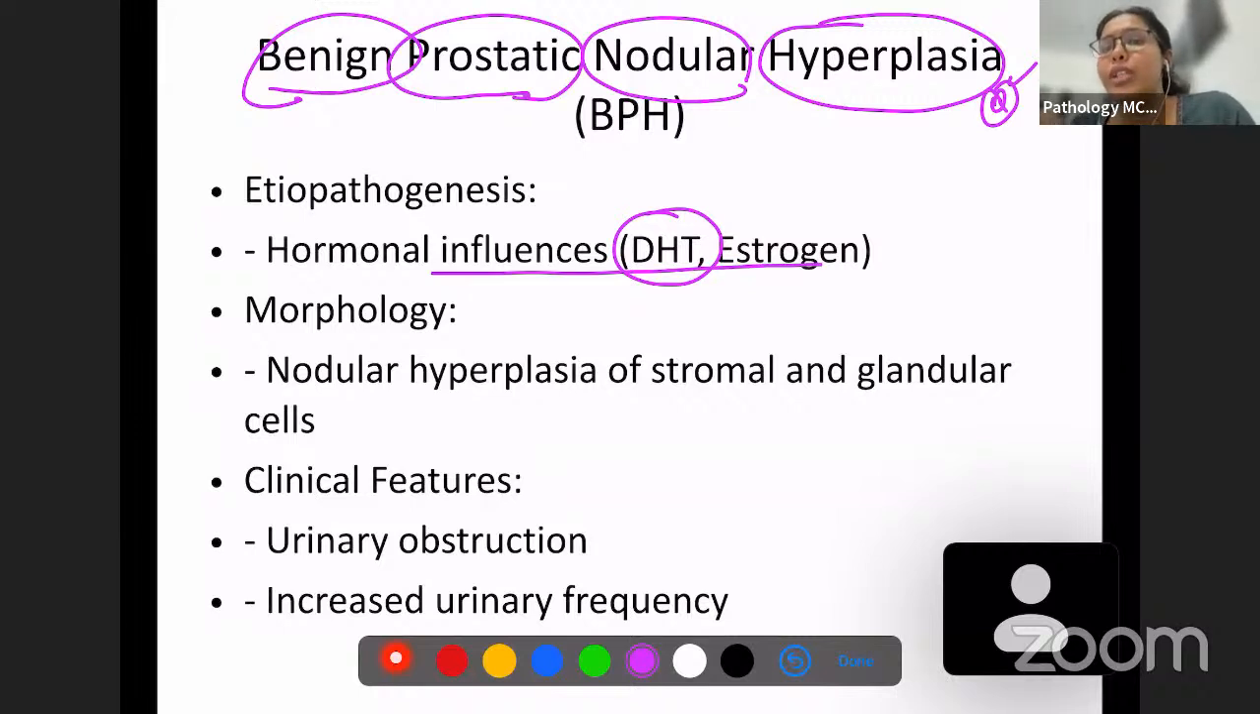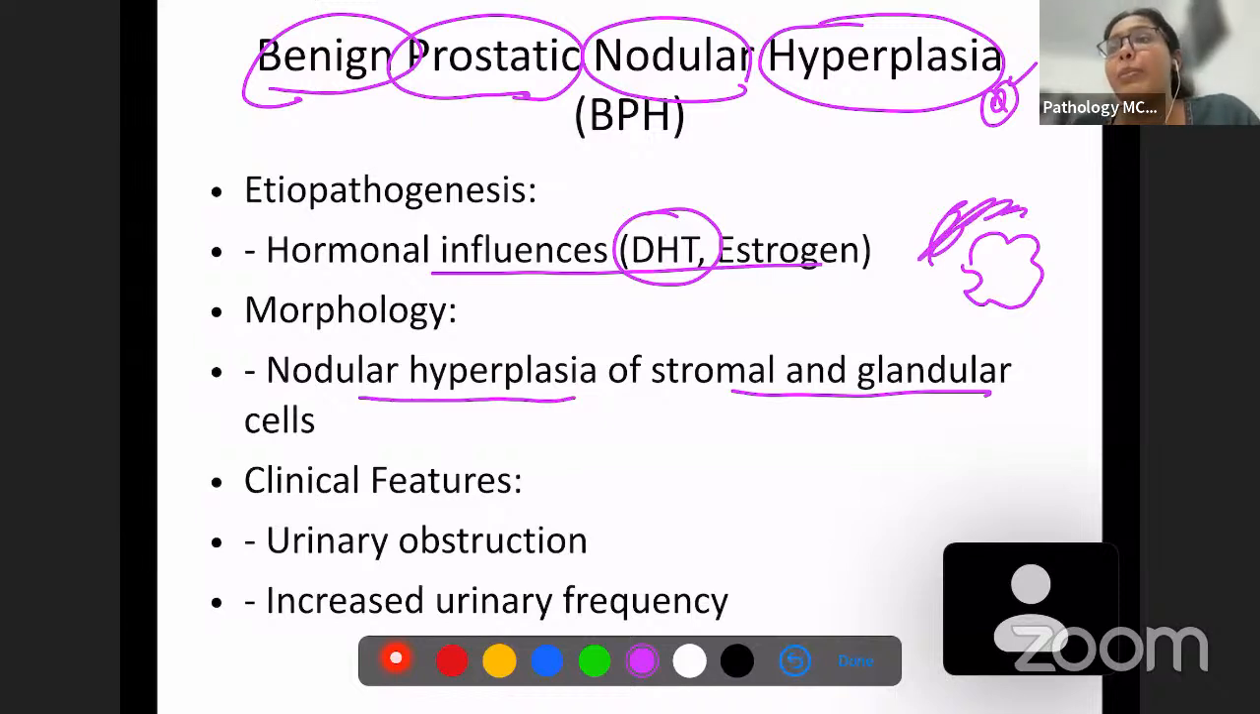Morphologically, you have nodular hyperplasia of stromal as well as glandular tissue. In prostate tissue, you're going to have glands and surrounding stroma. So in this hyperplasia, you're going to have hyperplasia of the glands as well as the stromal tissue.